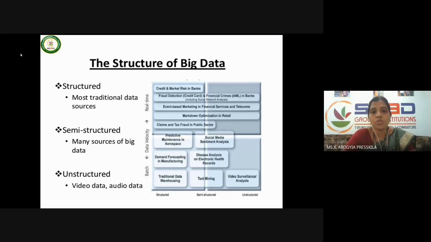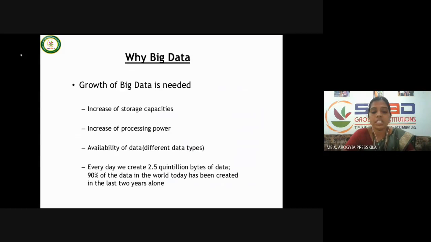So why do we move to big data? What is big data? It is a collection of a large amount of data, of different types. The main three characteristics are volume, velocity, and variety.